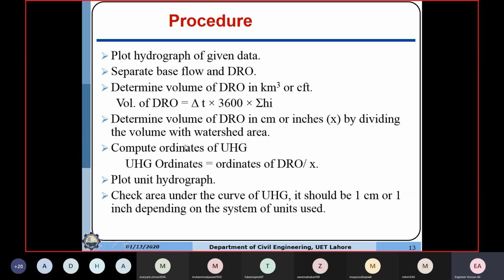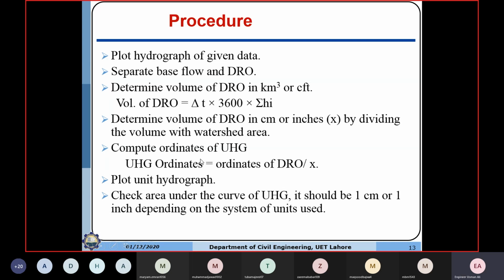Next step is you will divide the volume of the DRO hydrograph in the third step with the area of watershed, that is 400 square kilometer. So you will get the X value in kilometer, then you can convert into meters and then centimeters. So you have to find the value of X, which is volume of DRO divided by area of watershed. This is called effective precipitation, volume of DRO divided by area of watershed in centimeter that you have to find.